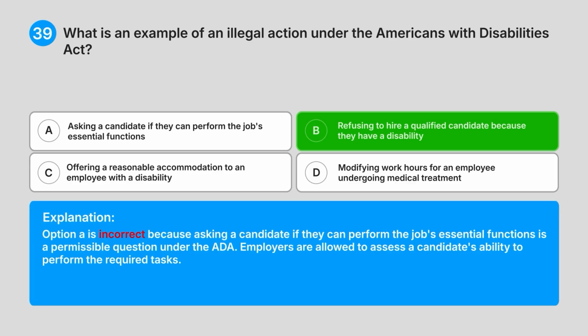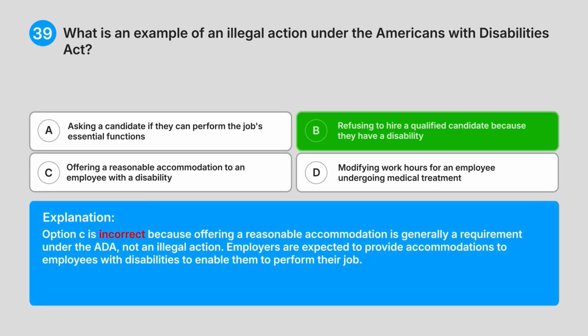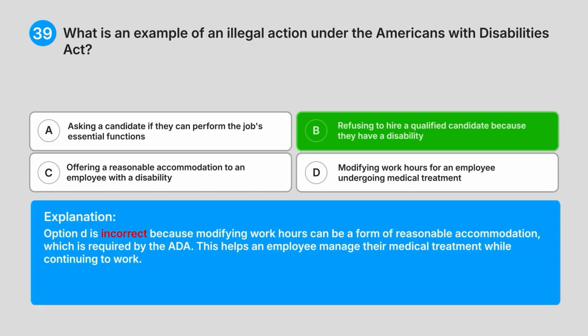Option A is incorrect because asking a candidate if they can perform the job's essential functions is a permissible question under the ADA. Employers are allowed to assess a candidate's ability to perform the required tasks. Option C is incorrect because offering a reasonable accommodation is generally a requirement under the ADA, not an illegal action. Employers are expected to provide accommodations to employees with disabilities to enable them to perform their job. Option D is incorrect because modifying work hours can be a form of reasonable accommodation, which is required by the ADA. This helps an employee manage their medical treatment while continuing to work.